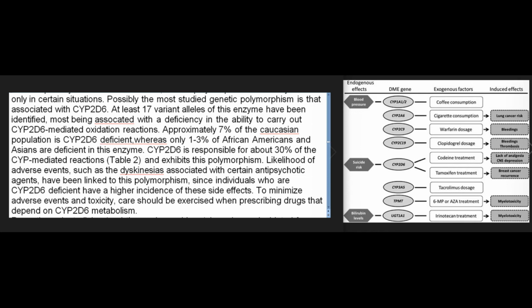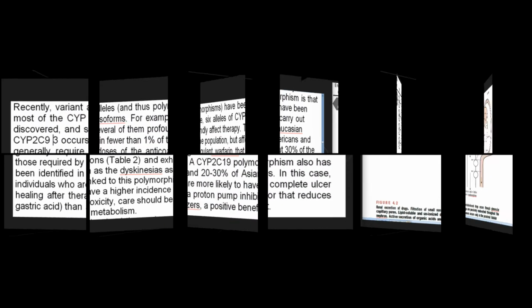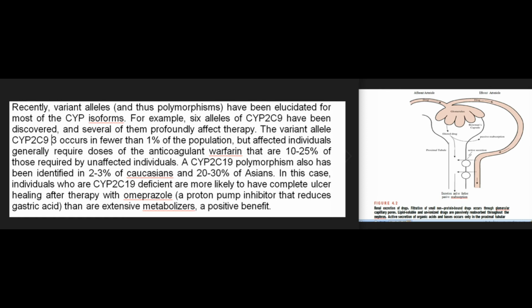Likelihood of adverse events, such as the dyskinesias associated with certain antipsychotic agents, have been linked to this polymorphism, since individuals who are CYP2D6 deficient have a higher incidence of these side effects. To minimize adverse events and toxicity, care should be exercised when prescribing drugs that depend on CYP2D6 metabolism. Recently, variant alleles, and thus polymorphisms, have been elucidated for most of the CYP isoforms. For example, 6 alleles of CYP2C9 have been discovered, and several of them profoundly affect therapy.